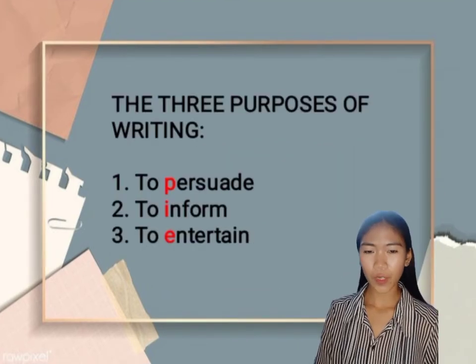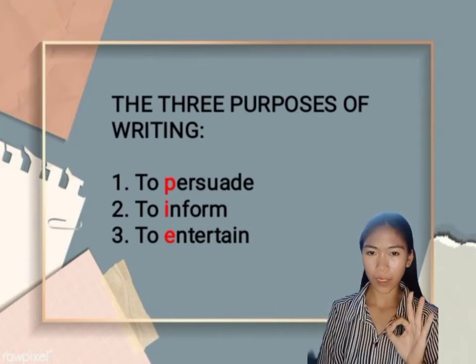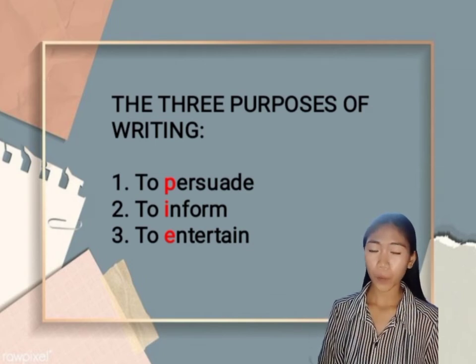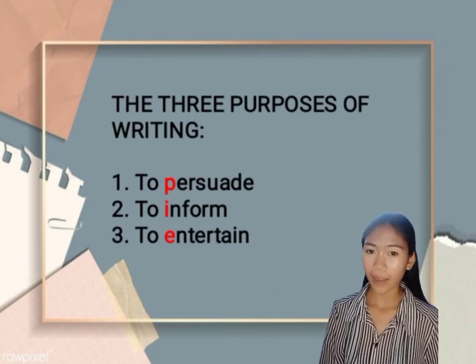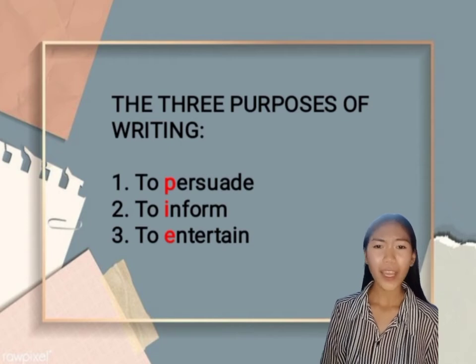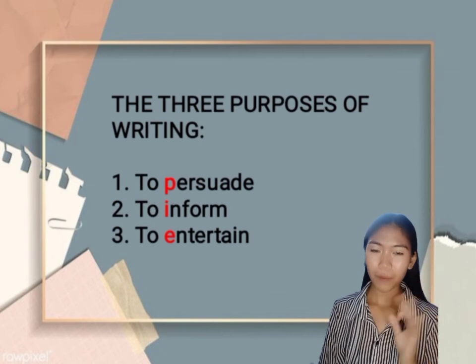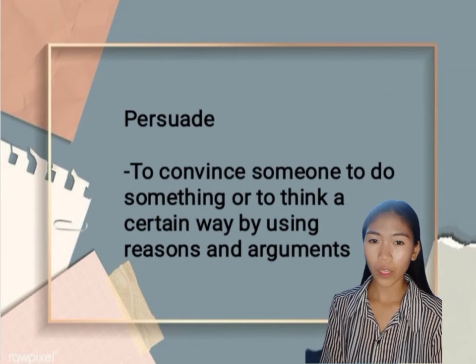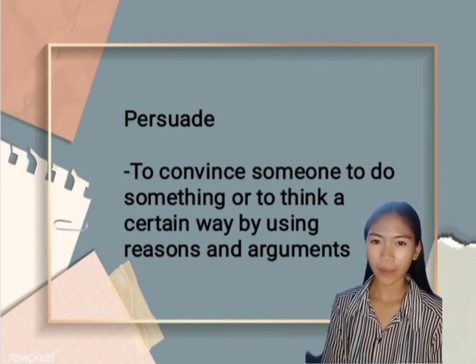Now, let's proceed to the purposes of writing. Authors write for three main purposes: to persuade, to inform, and to entertain. These three purposes can be remembered easily if you take the first letter of each purpose because they spell out PIE. So, we can remember to persuade, to inform, and to entertain by spelling out PIE. So now, persuade means the author is trying to convince someone to do something or to think a certain way by using reasons and arguments.